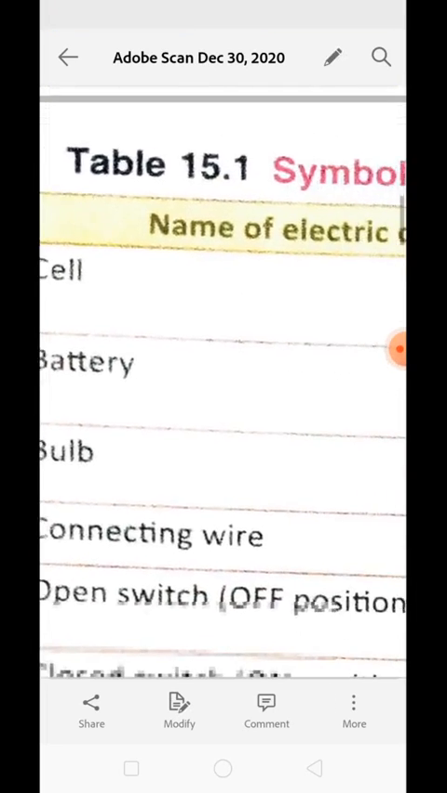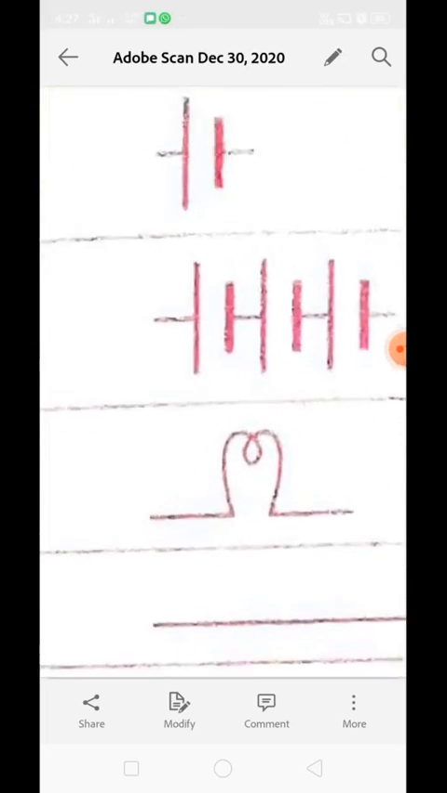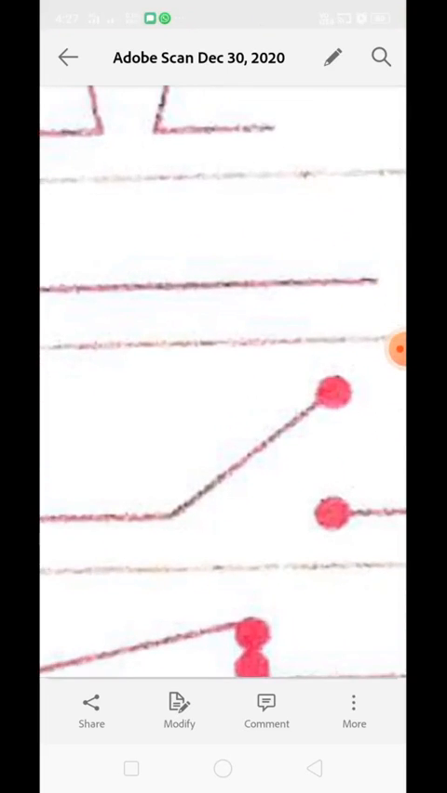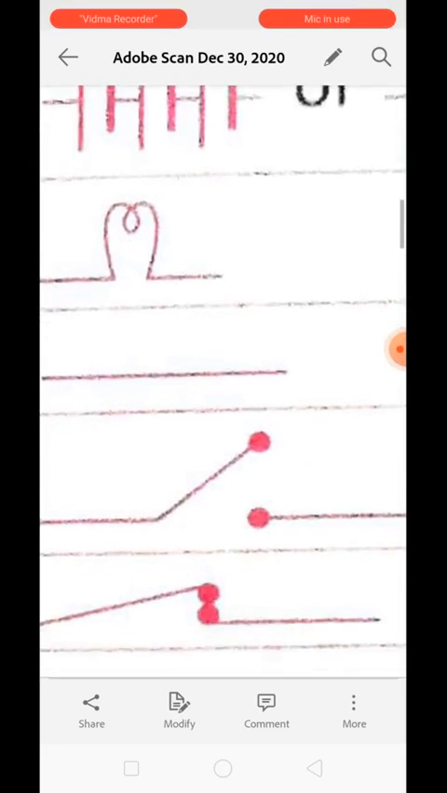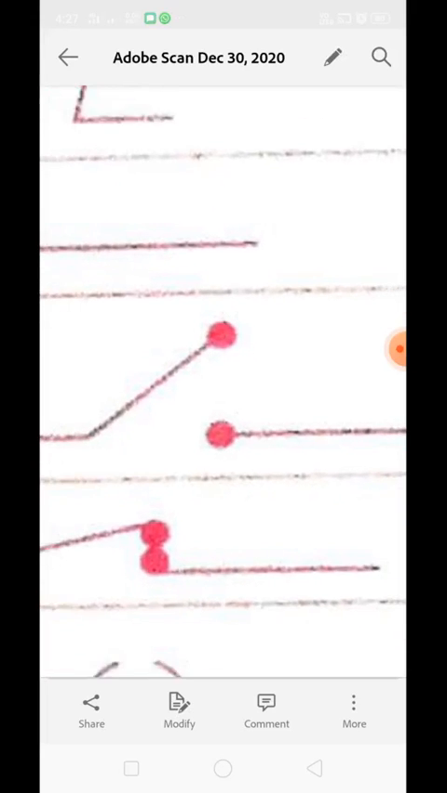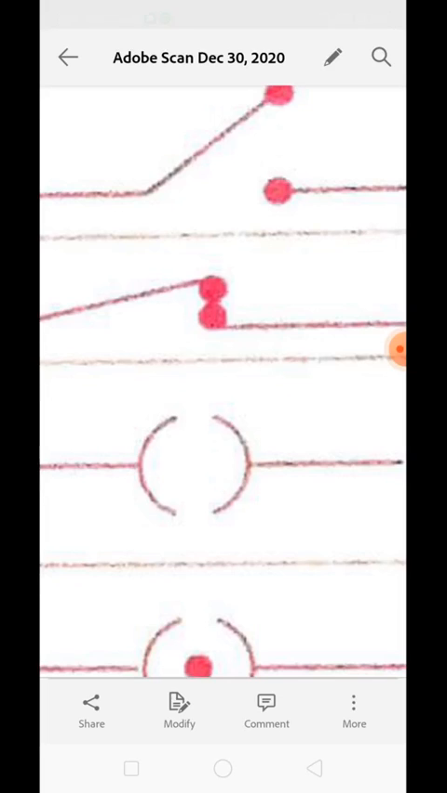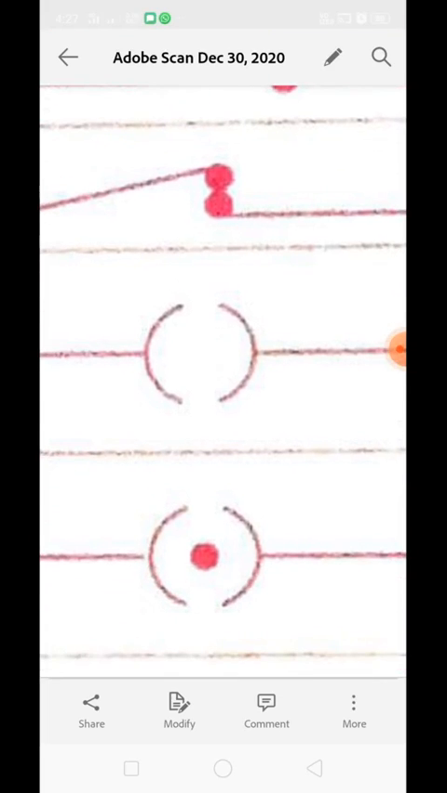Understood. Now next is bulb. Very easy. This is the bulb symbol. Next, this is the wire symbol. Then this is a switch. Both of these are switches, but one is in the open condition and the second one is in the closed condition. And the last one over here is the key. This is a key which is open, and now over here the key is closed.